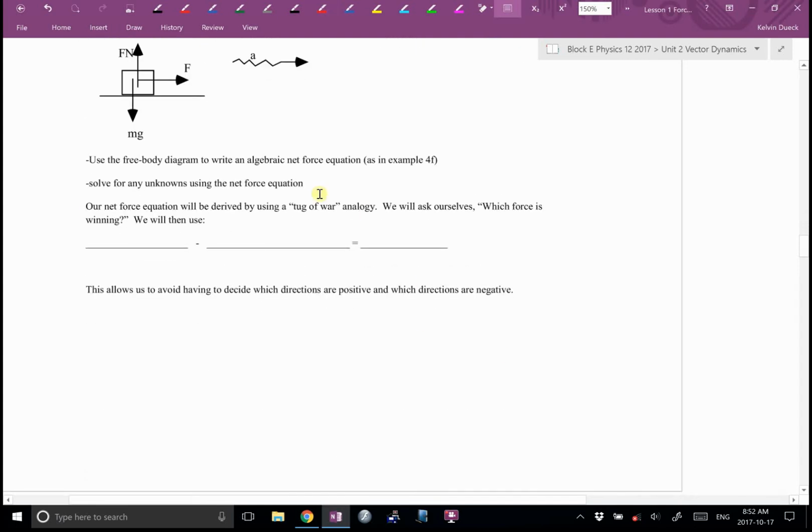Then, we use the free body diagram to write an algebraic net force equation like example 4F. And we use this net force equation. How are we going to generate this net force equation? We're going to use a tug-of-war analogy. We're going to imagine that these forces are tugging at each other in the same direction or at opposite directions. We're going to ask ourselves which force is winning, and then we're going to use winner minus loser equals F net.